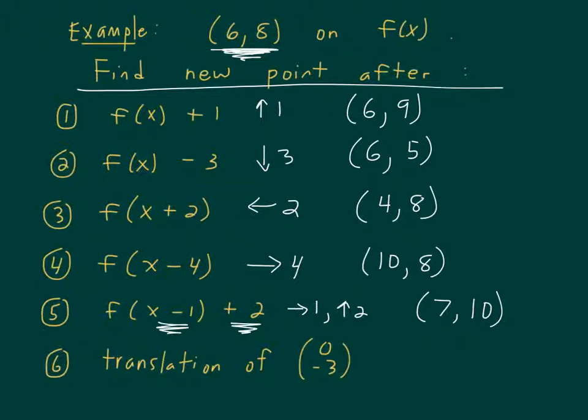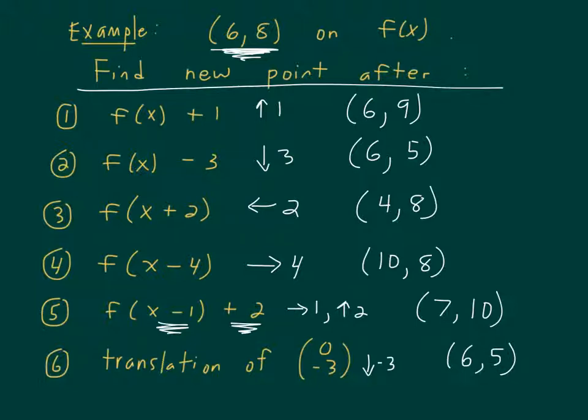And finally, a translation of, now we see this vector notation again. So the 0 up top means I'm not moving left or right. The 3 in the bottom means I'm going down 3. So I'm going to keep my x value the same. If I'm going down 3, my new y value would be 5.